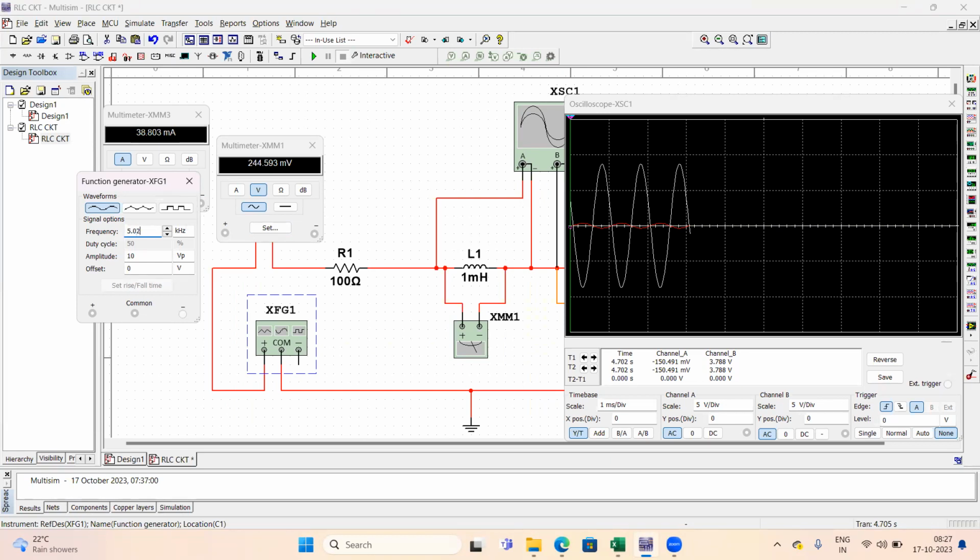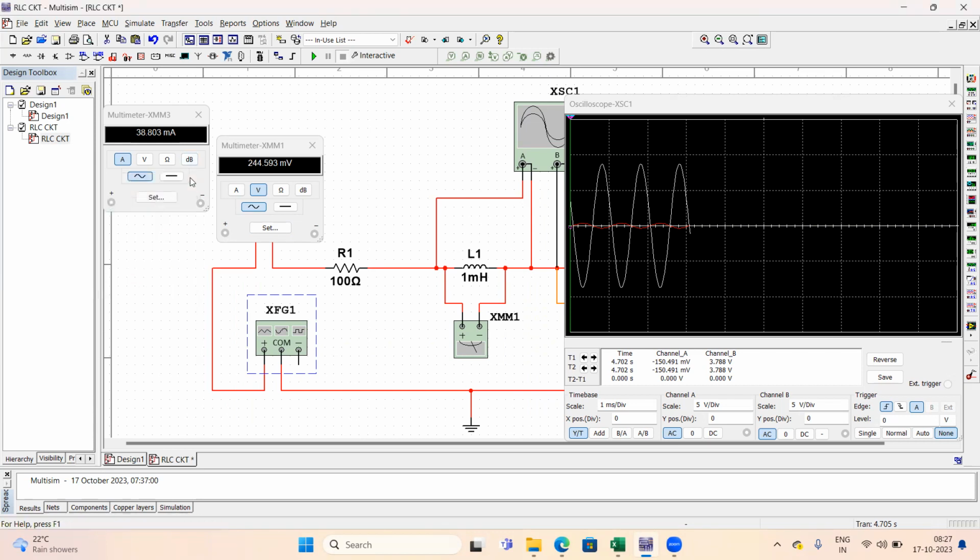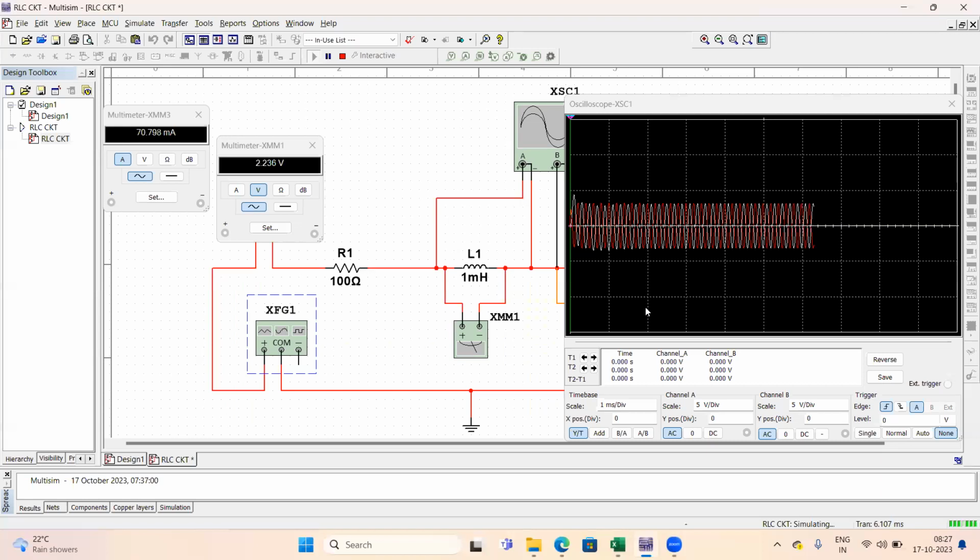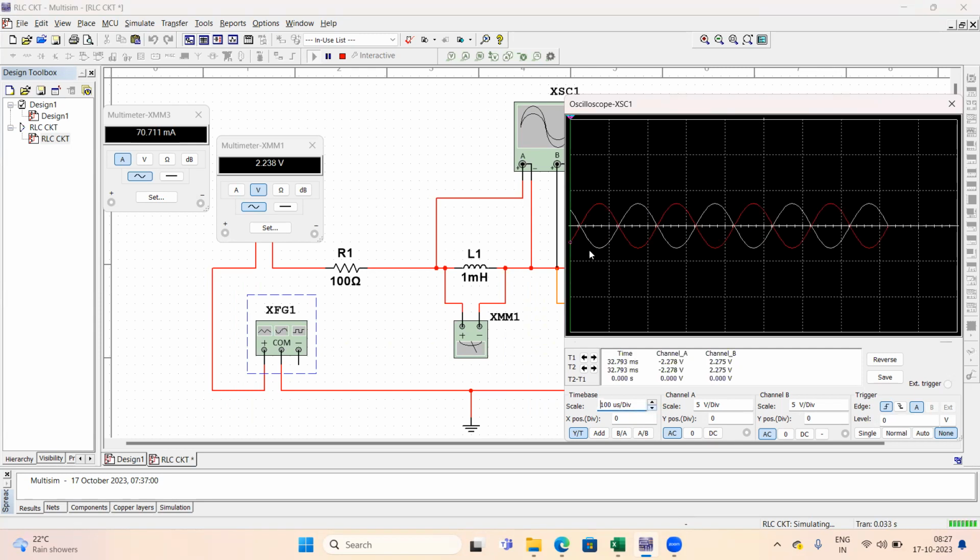5.02, so it is 5.02 kilohertz. Now if we execute it, here you can see there is a difference. And now you can see this waveform. We have to properly adjust this time scale. Now you can see these two voltage waveforms have a similar magnitude, the red one and the white one.